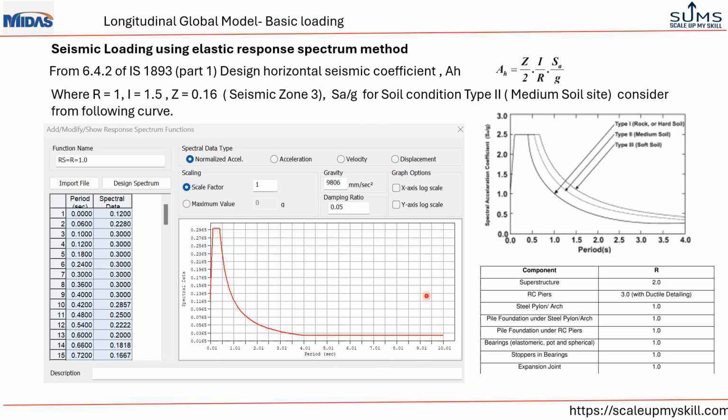This is basically being used in the model for design of various other structural components, and since there are different modification factors for superstructure, RCPs and steel pylon: for the superstructure the modification factor is 2, and for RCPs the modification factor is 3. So these have been taken care of in load combinations while extracting the design forces.